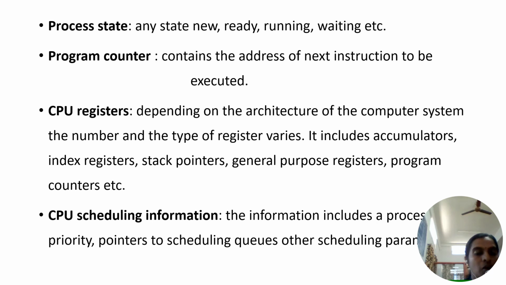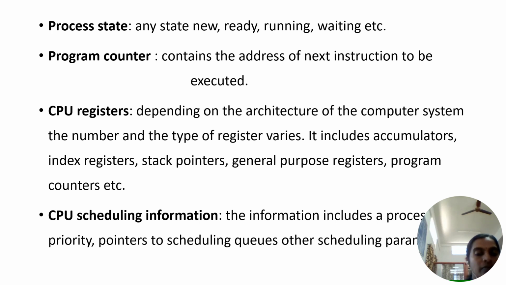The program counter, we know, contains the address of the next instruction to be executed. So that is the program counter. And the CPU registers. We know that there are many CPU registers: the accumulator register, the index register, the stack pointer register, general purpose registers, the program counter register. How many registers a particular system has depends on the architecture of the particular computer system. That is the CPU registers.